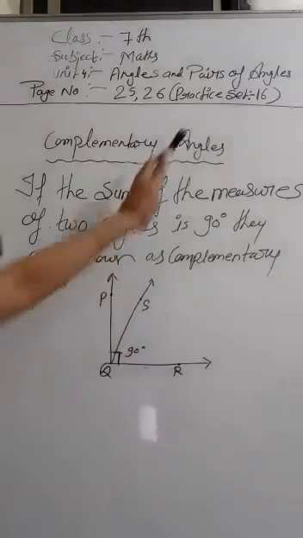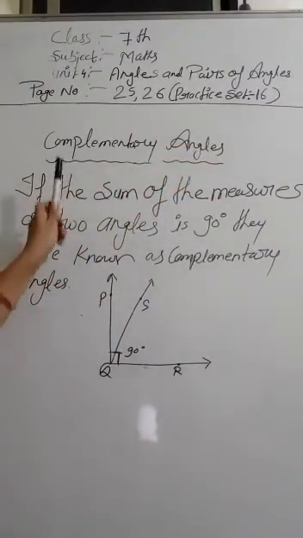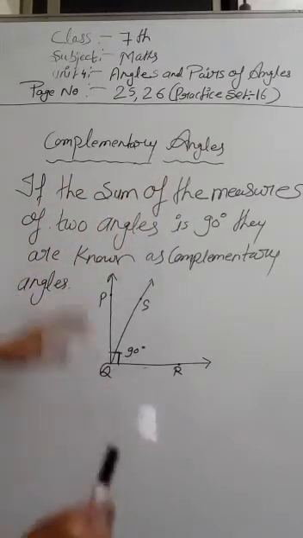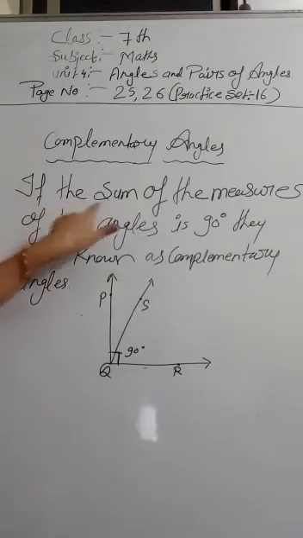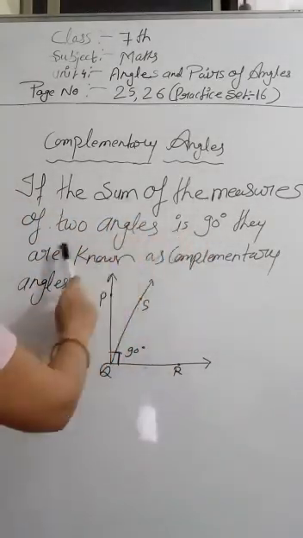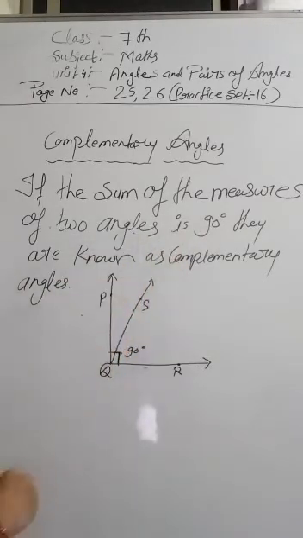So, students, today we are going to learn practice set 16. Before doing this practice set 16, we will learn complementary angle and some examples. Here is the definition of complementary angle. If the sum of the measures of two angles is 90°, they are known as complementary angles.